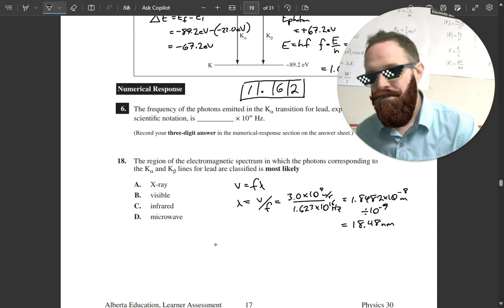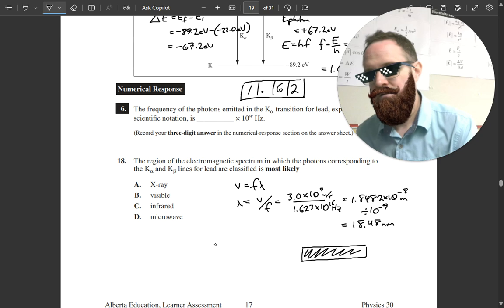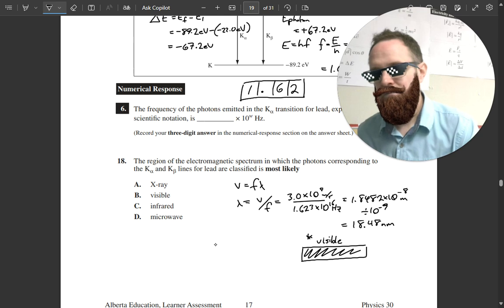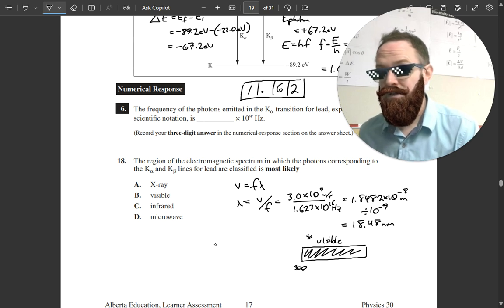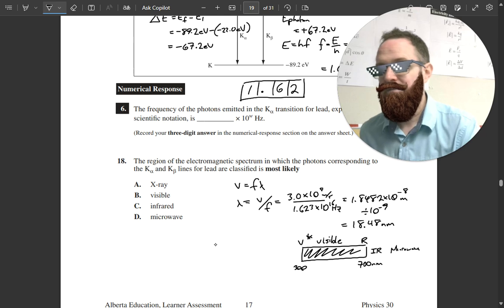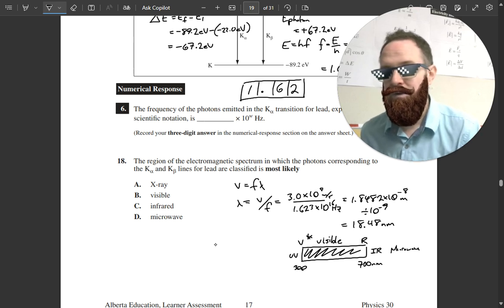So remember, visible light ranges from anywhere from what is it, 300 all the way up to 700 nanometers. So on this side, that's red. This side over here is violet. So I got infrared over here, that's longer. I got microwaves, that's even longer than that, right? Over here I have ultraviolet. Then we have X-rays. Then we have gamma, et cetera, right?